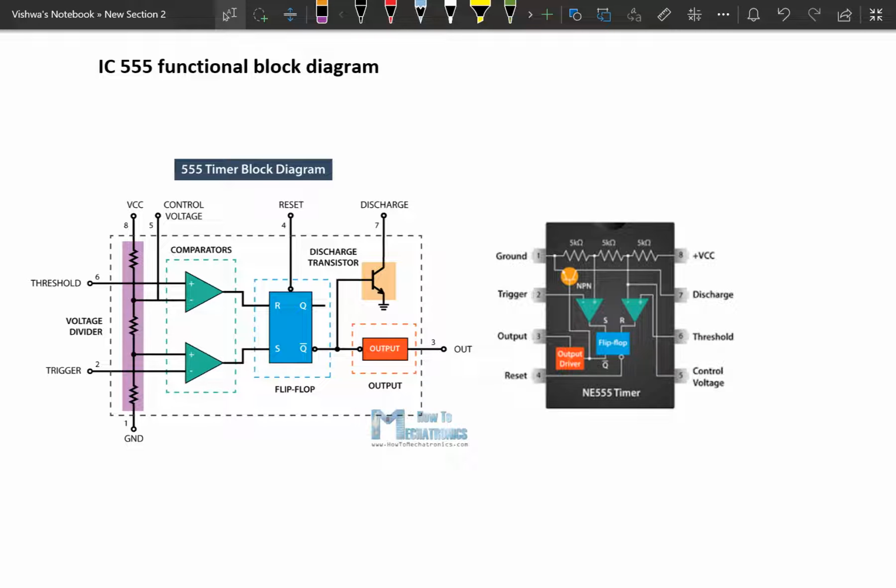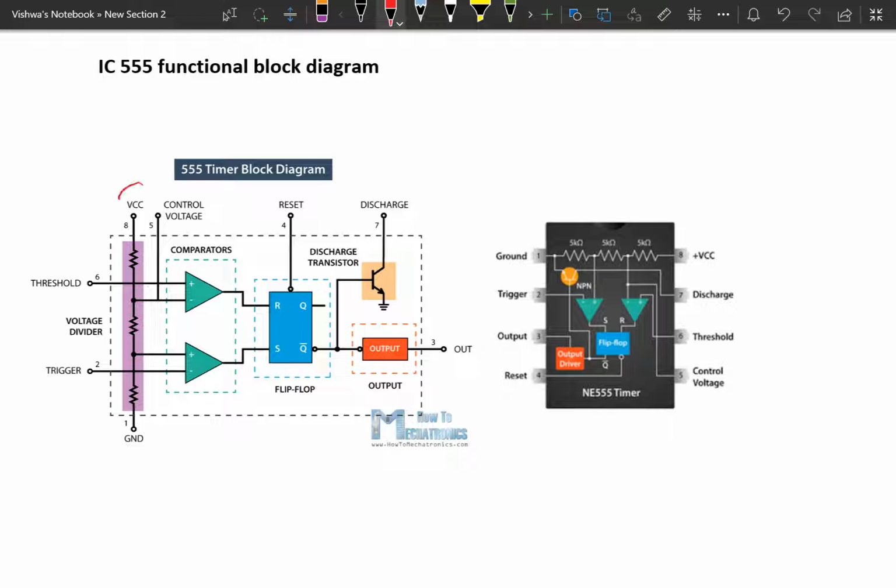In previous videos, we studied the pin configuration of IC 7400 and IC 555 timer. In this class, we are going to study the functional block diagram of the IC 555 timer. This IC 555 timer includes different components.